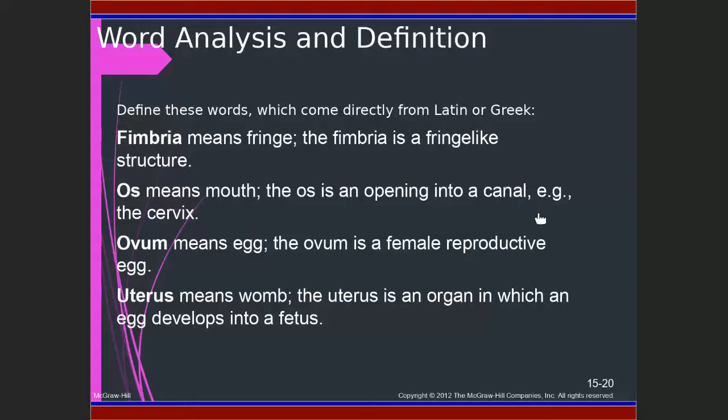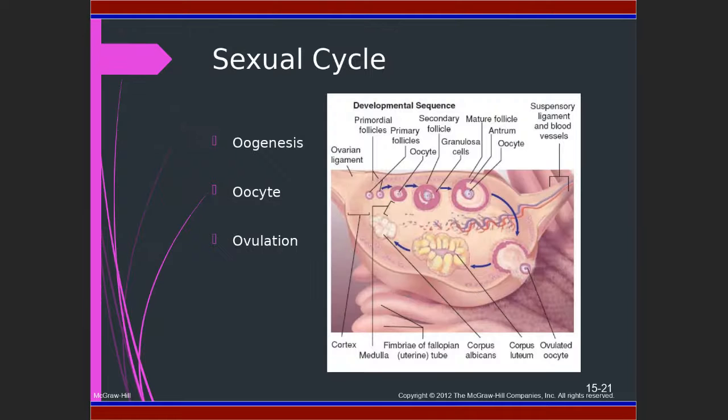Os, like I said, means mouth, and it's an opening to a canal. Ovum means egg, and the ovum is a female reproductive egg. Ova is the plural of ovum. Uterus means womb, and the uterus is where the fetus develops.